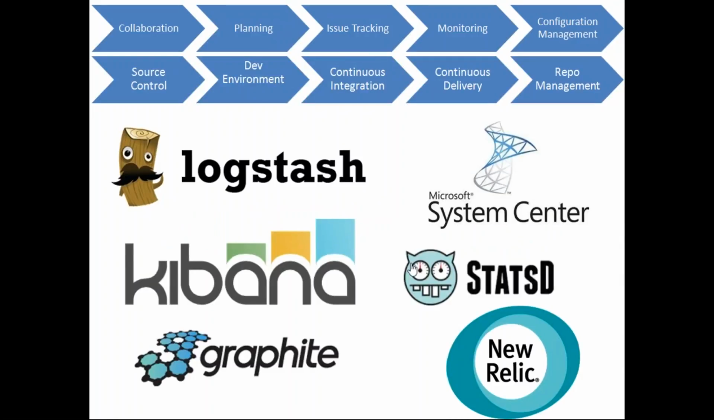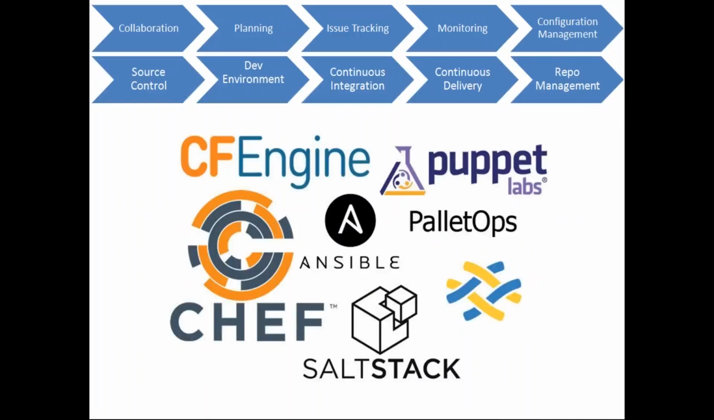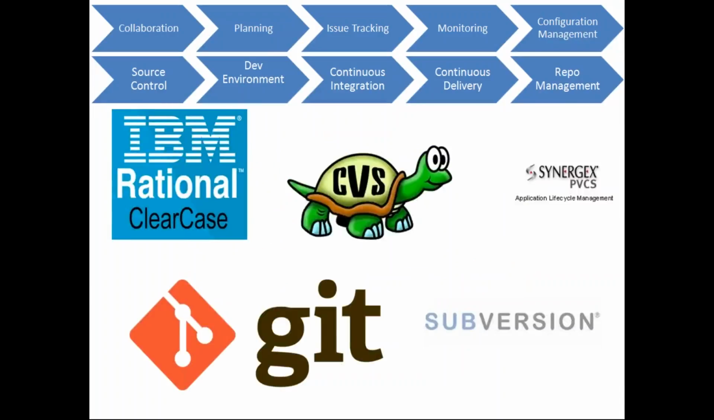We have tools for configuration management, such as Chef, Puppet, Salt, Ansible, and many more. In fact, I'm going to do a demo of Chef in this session, in this webinar. Then we have source control tools, such as Git, Subversion, CVS, and things like that. So let me tell you, these are the tools.